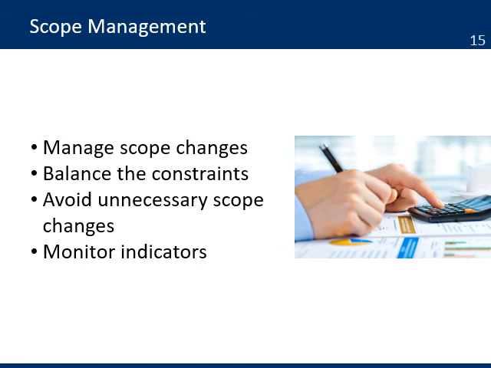Avoid unnecessary scope changes. In many cases, you don't need to add more scope just because there is a request for it. Any change in scope should be adding value to the project and contributing to its success. Monitor indicators. These are the metrics that will help you know whether or not the project is completing the activities, delivering all the outputs and outcomes as planned.